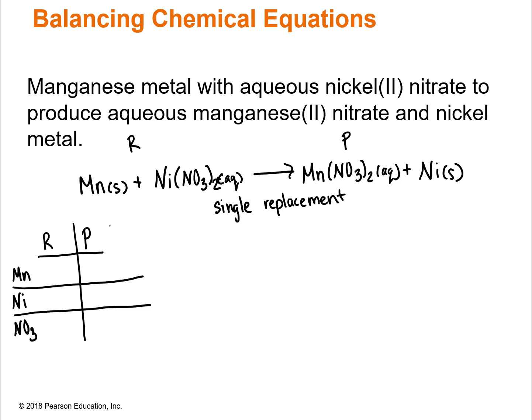Now we have to count. I've got one manganese atom on one side. I've got one nickel. And I've got 2 nitrates. On the product side, I've got 1, got 2 nitrates, and I've got 1. Well, it looks like this one's already balanced. So that's why you always want to check. Sometimes it may be a trick question. But you wouldn't know that if you didn't make your chart.